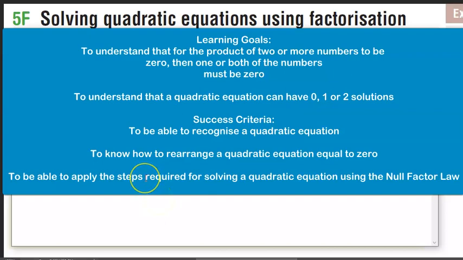The learning goals for this lesson are to understand that for the product of two or more numbers to equal 0, then one or both of those numbers must be 0, and to understand that a quadratic equation can have either 0, 1, or 2 solutions. The success criteria is to be able to recognize a quadratic equation, to know how to rearrange a quadratic equation so it can equal 0, and to be able to apply the steps required for solving a quadratic equation using what's called the Null Factor Law.